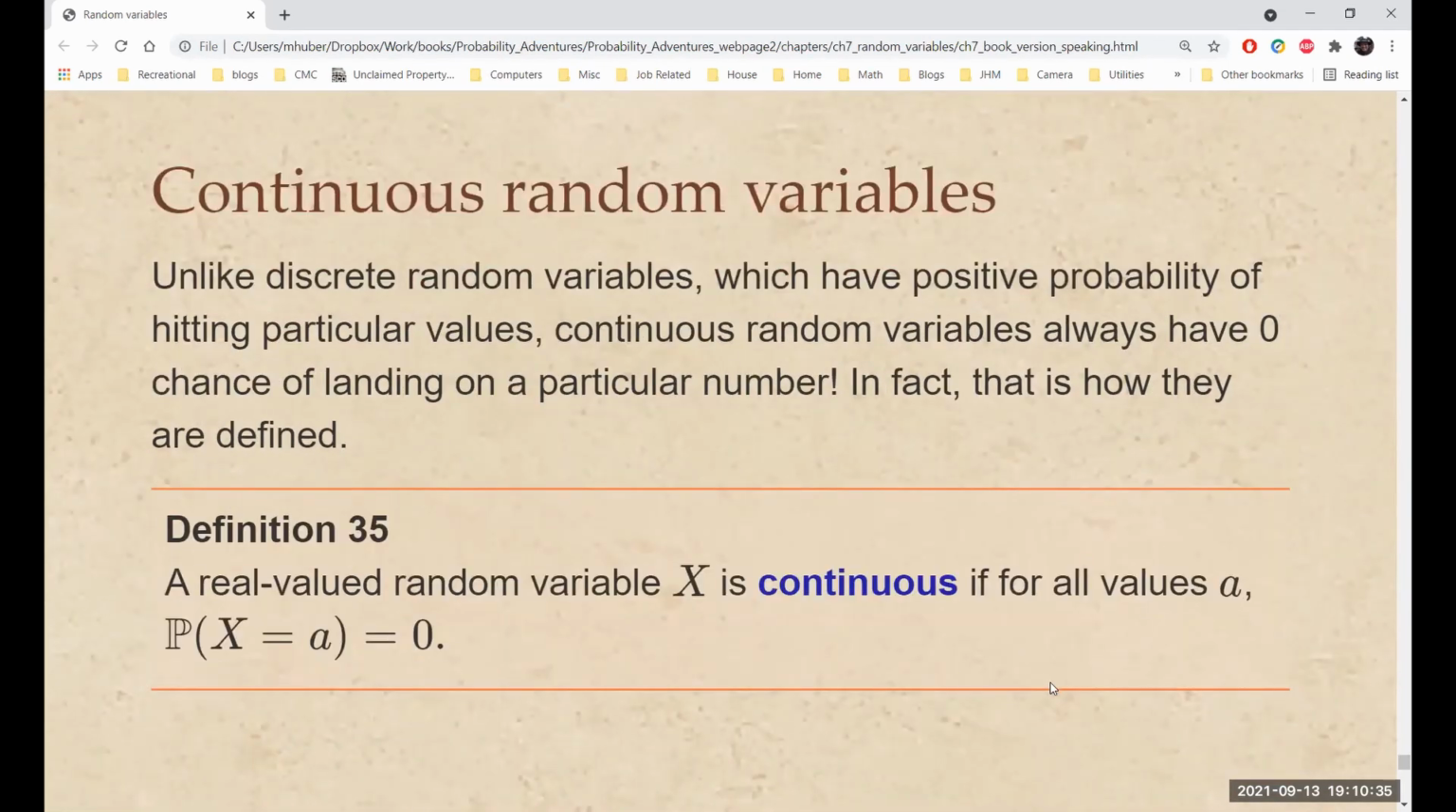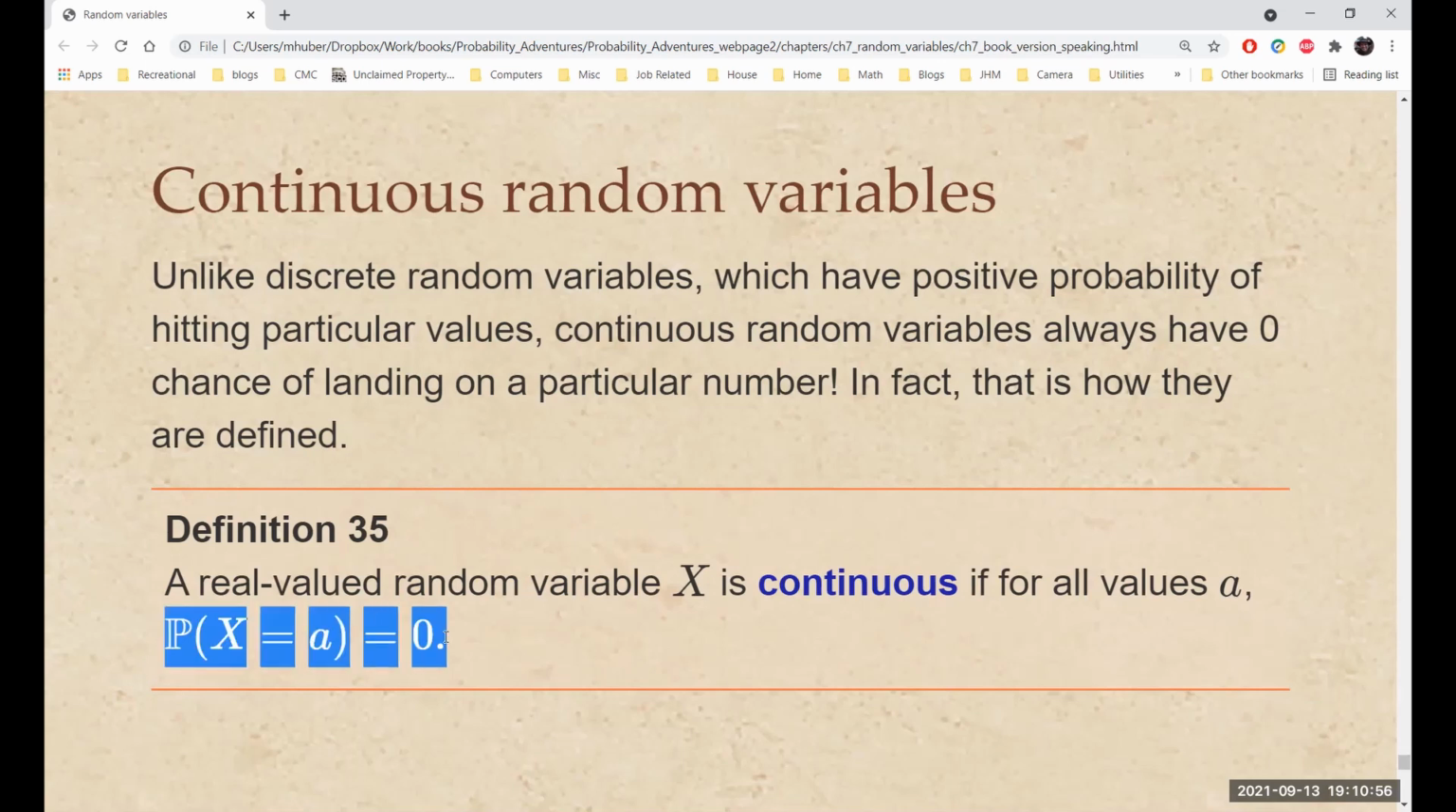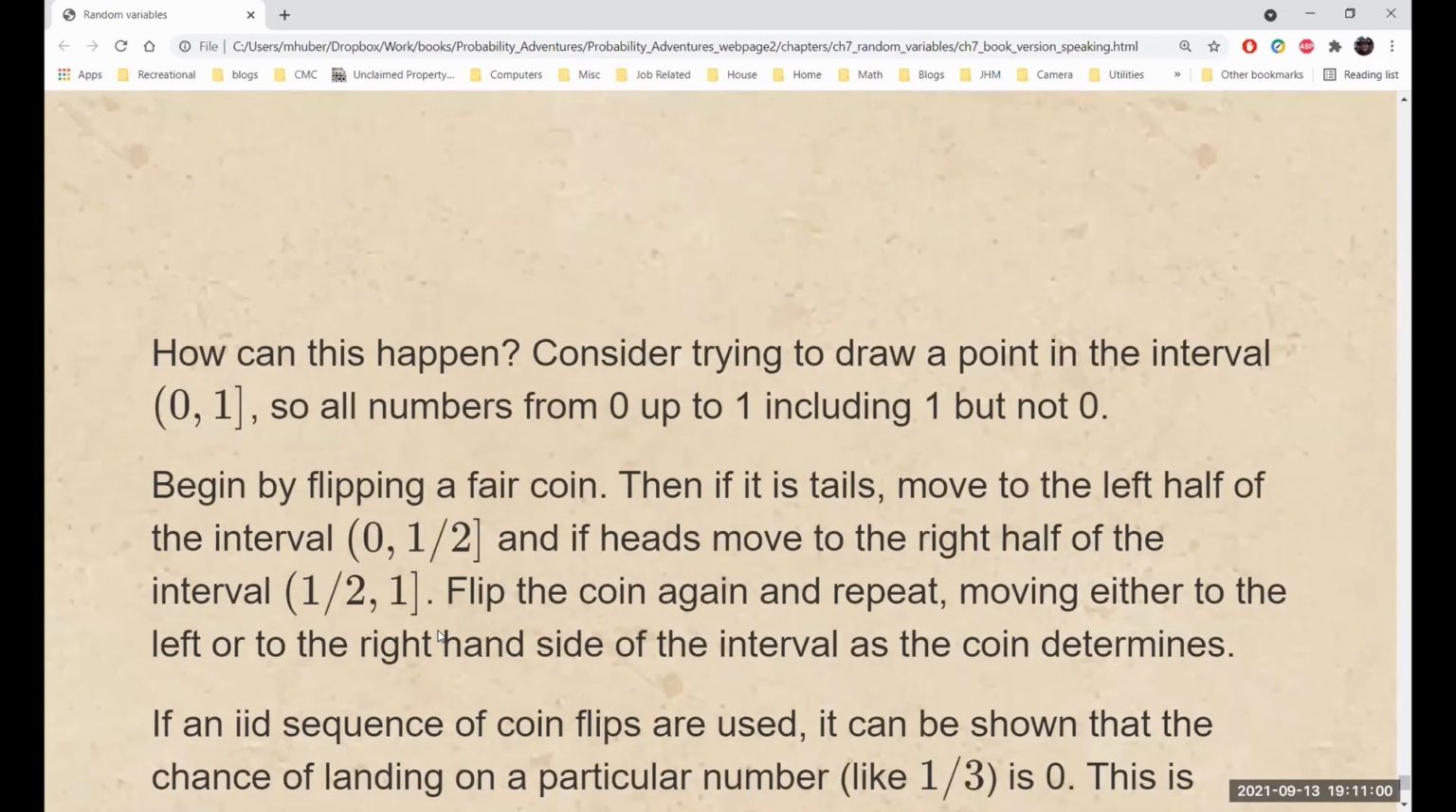Now, unlike discrete random variables, which have positive probability of hitting particular values, continuous random variables always have zero chance of landing on a particular number. In fact, that's how they're defined. We say that a real valued random variable x is continuous if for all values A, the probability that x equals A equals 0. So how can this happen?